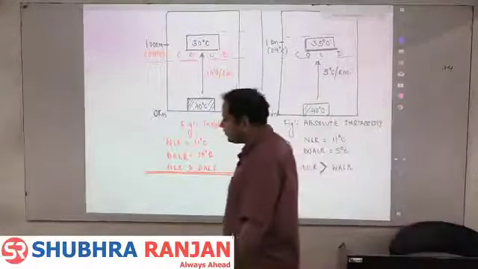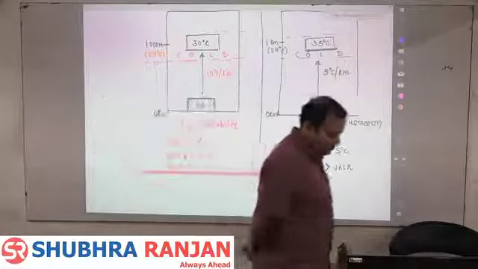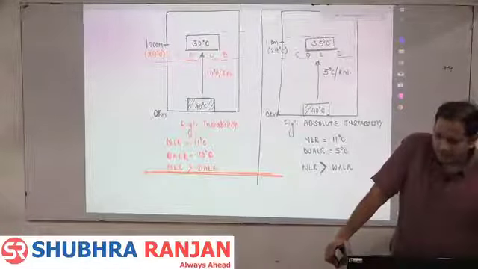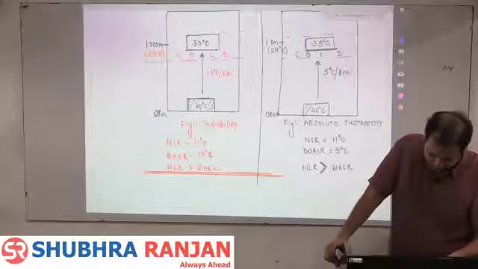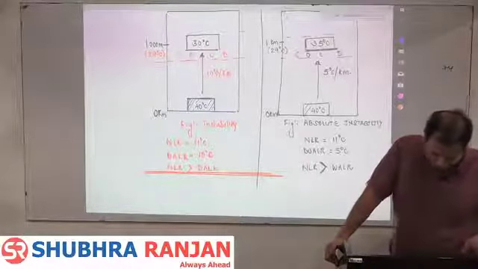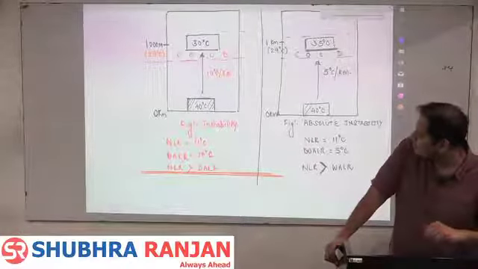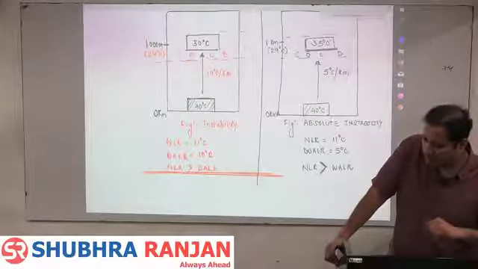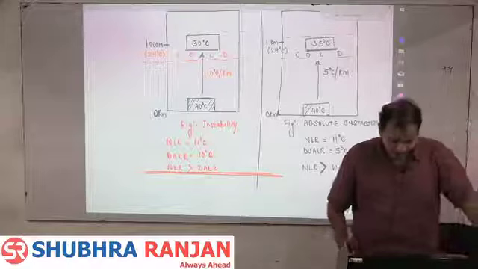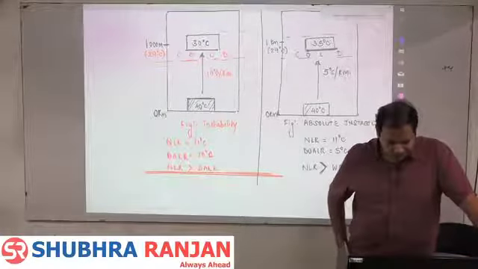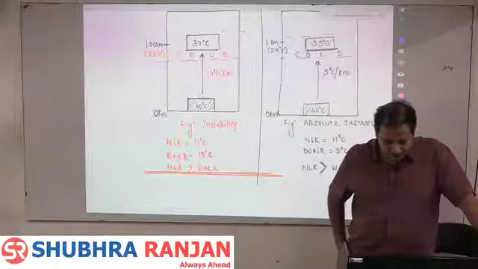In such cases, when the normal lapse rate is greater than the wet adiabatic lapse rate, it is known as absolute instability. Full stop. Next paragraph.